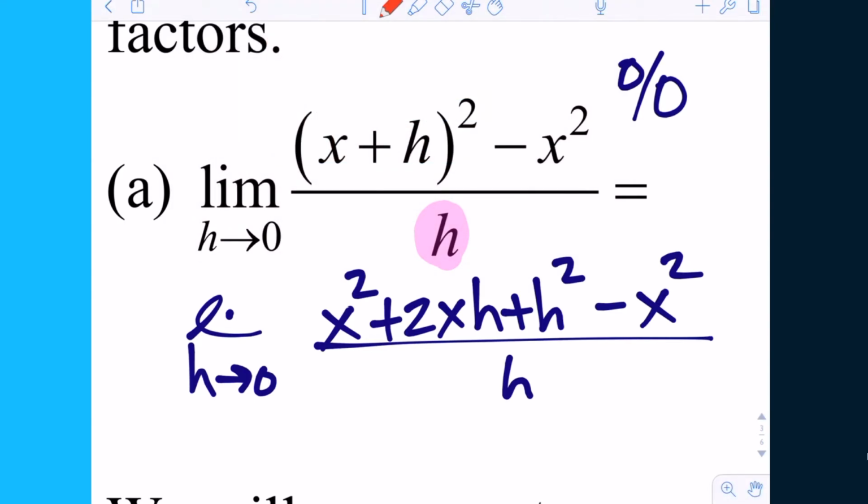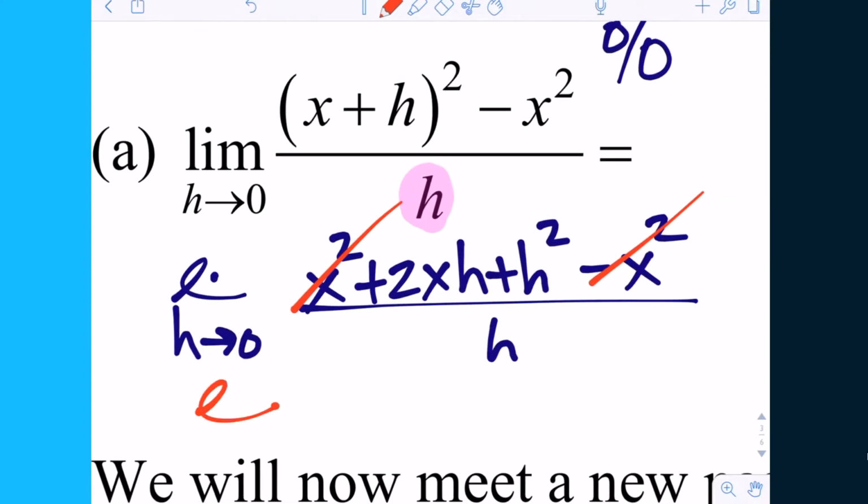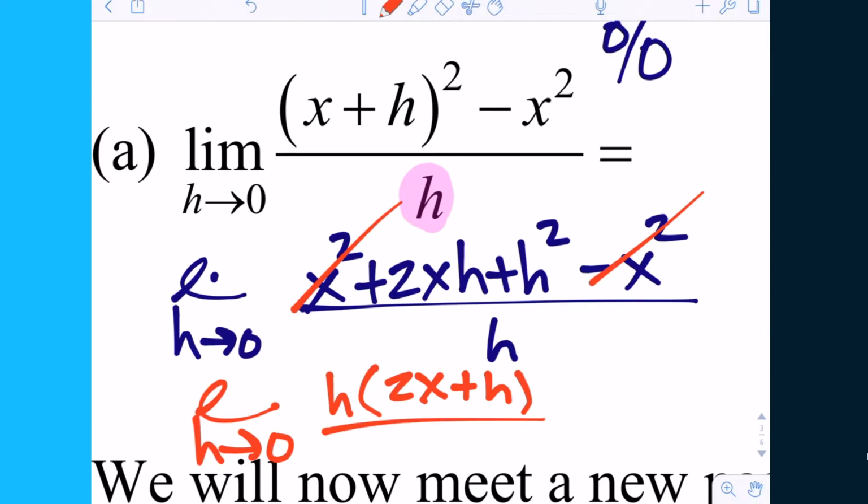So anyway, what's going to happen if we expand it correctly? Yeah, if our goal is to get rid of the factor of h, then everything without an h in it should cancel, which means that we could then factor out an h from all that remains, 2x plus h all over h. It divides out, and then we plug in a 0 for what's left, and we end up with 2x.